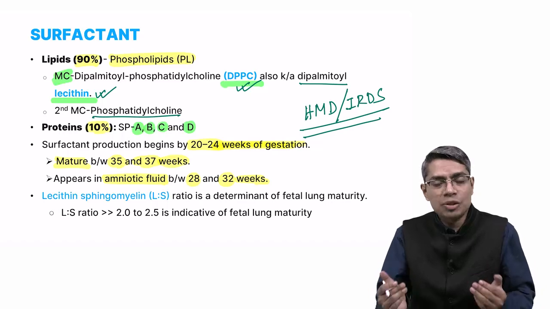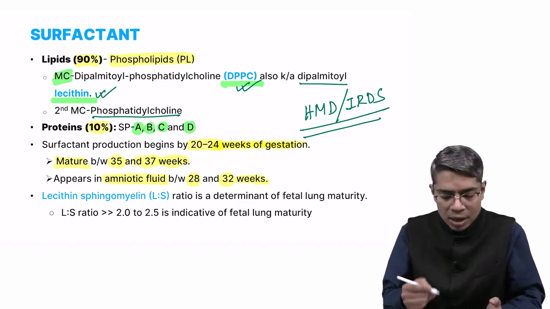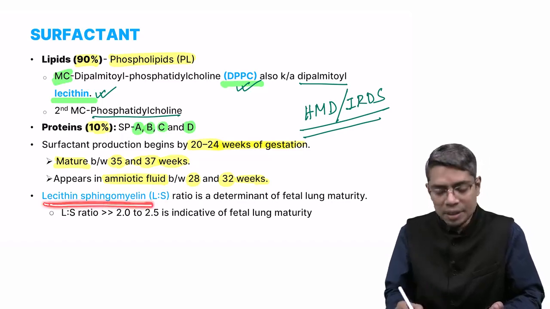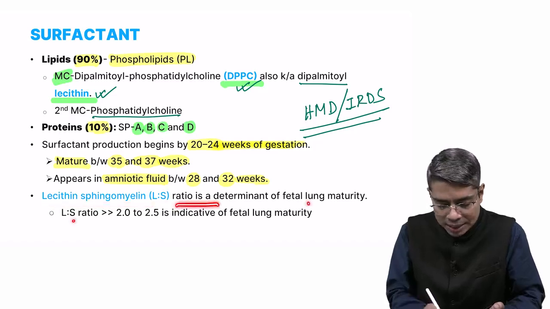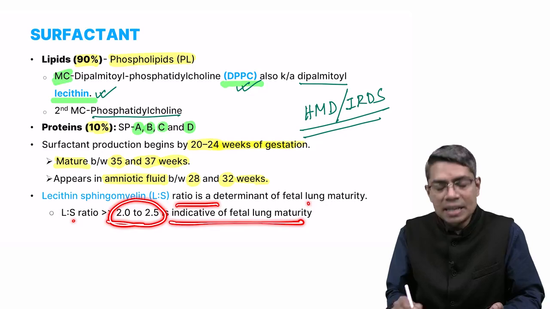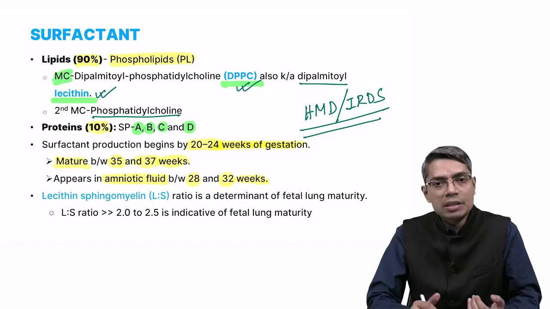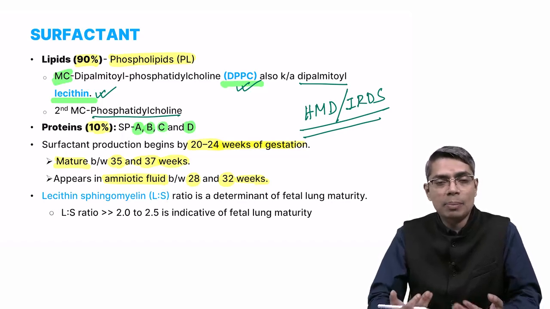So whether the fetal lung has been matured or not, how is that maturity tested? The lecithin sphingomyelin ratio is measured. If that ratio is greater than 2 to 2.5, then it indicates that the fetal lung is fully mature, right? Otherwise, you have to give treatment before the birth of the baby.